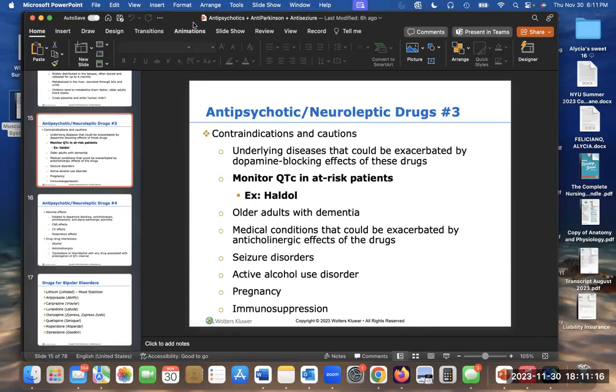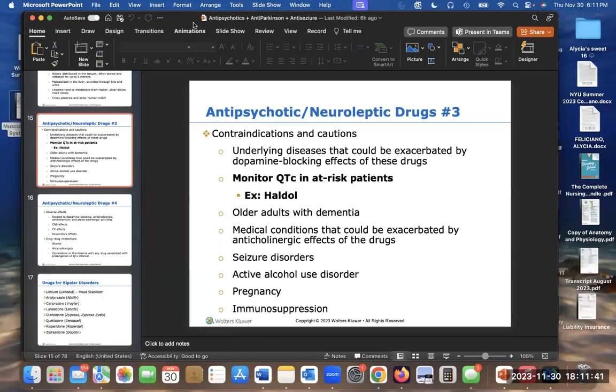Contraindications. The QT interval on the EKG can become elevated as a result of some of these antipsychotics like Haldol. So we have to watch EKGs. We also have to be careful with other dopamine blocking effects, because too much could potentially cause things like those EPS, and it could really cause really bad adverse effects.